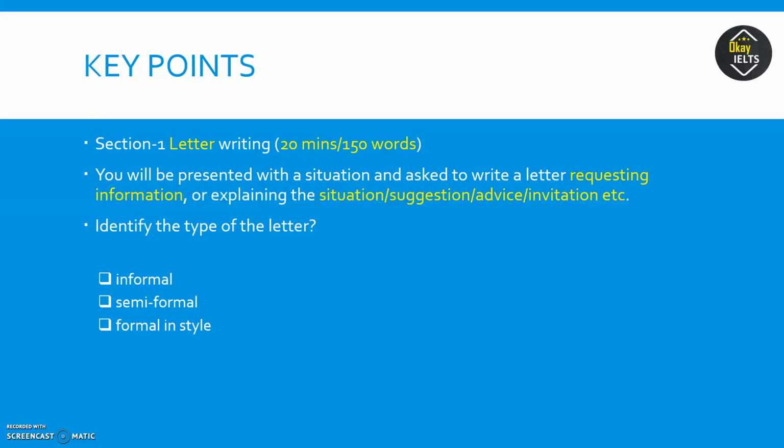Once you know the category of the letter, it will be easy for you to write the letter, because every single category has a different writing style. What I'm trying to say is that an informal letter has a different writing style, a semi-formal letter has a different writing style, and similarly a formal letter has a different writing style. So our first task is to identify the letter type, the category of the letter.